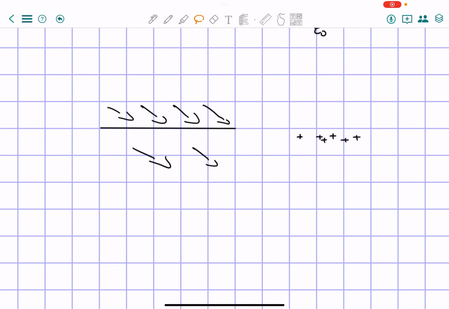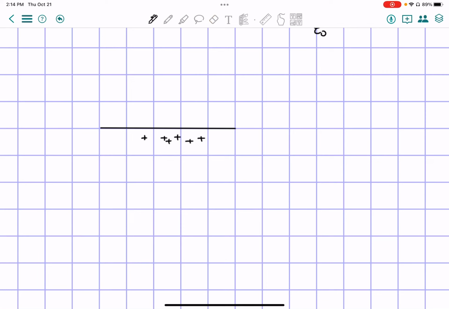But this doesn't actually happen. So the electric field will always be perpendicular to the surface. And that means that if it's perpendicular to the surface, then the charges are not moving.